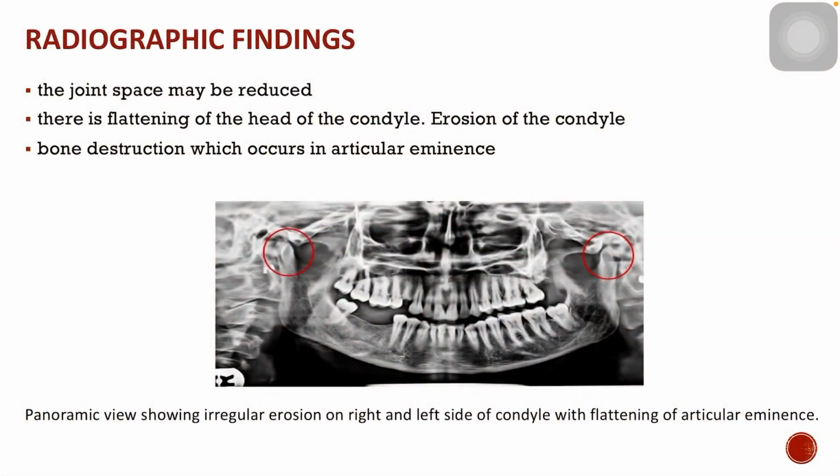Radiographic finding: the joint space may be reduced. There is flattening of the head of the condyle, erosion of the condyle, and bone destruction which occurs in the articular eminence. This panoramic view shows irregular erosion on the right and left side of the condyle with flattening of the articular eminence.